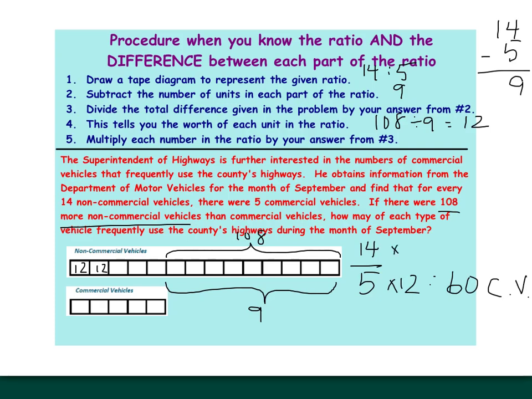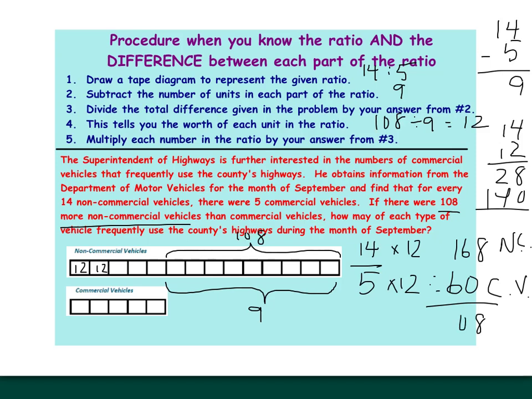If I do 14 times 12, I'm going to take a little bit of space to complete. I'll get 168 non-commercial vehicles. And notice, to check my answer, I should find that the difference between those is 108, because it told me that there were 108 more non-commercial vehicles. Well, if I subtract those, I get 8 minus 6 is 2, 6 minus 6 is 0, and then I have the 1. So I did find a difference of 108.